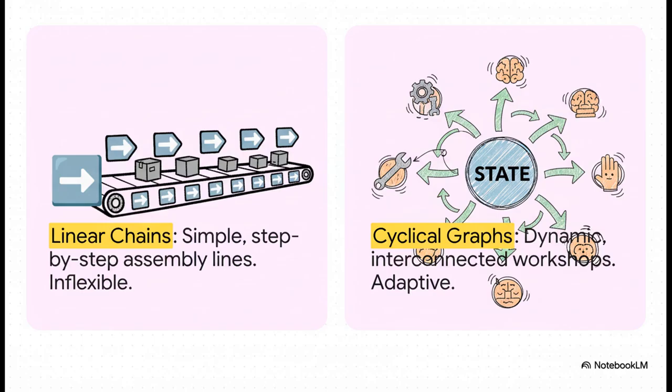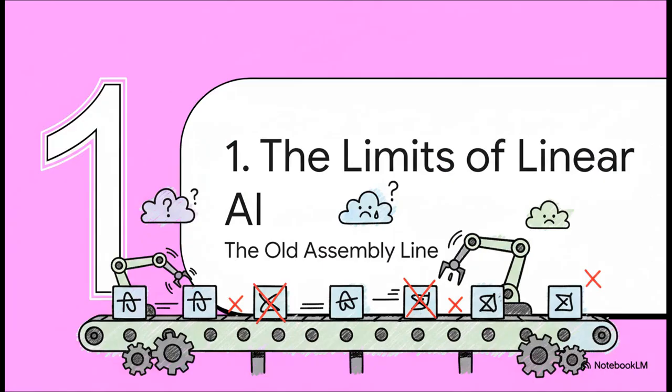What we really need is something more like a dynamic workshop, a place where different specialists can loop back, work together, and actually refine what they're doing. So to really get why this new workshop model is such a big deal, we've got to first understand the limits of that old assembly line.